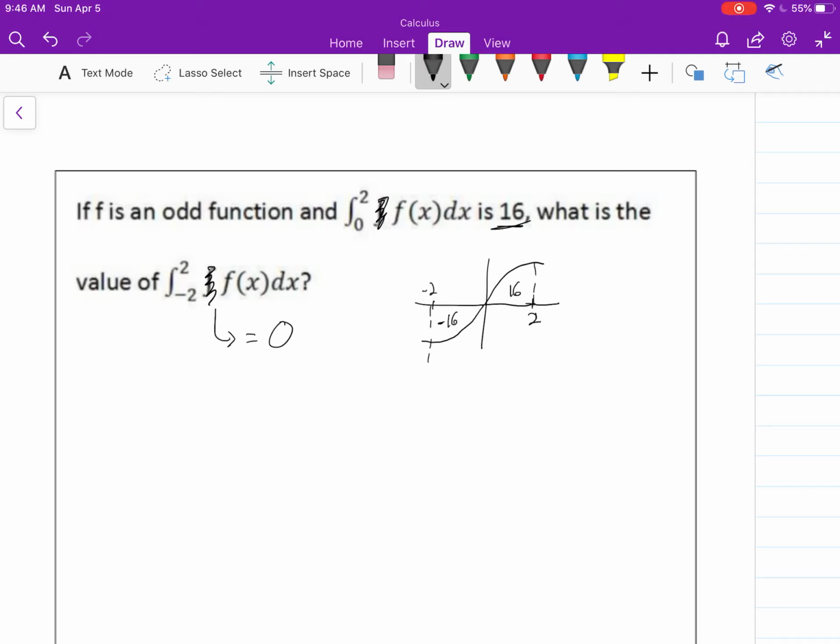And so that's even and odd functions, and then we can use those to help us figure out integrals.